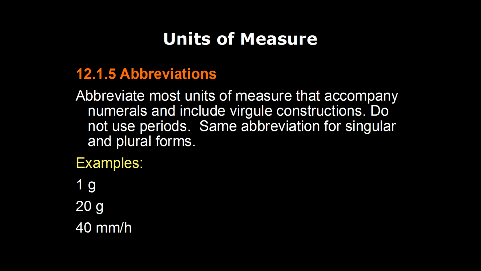Okay, so as it states, you're going to abbreviate most units of measure that accompany numerals and include virgule or the / constructions. And you don't use periods. This doesn't come as a surprise, I'm sure, to most of you, but for some, I still see periods after the abbreviations. So don't do it. And it also, of course, points out that the same abbreviation is used for both single and plural forms. So whether it's gram or grams, still the abbreviation is used. You don't add an S. And I think, again, that's fairly straightforward.